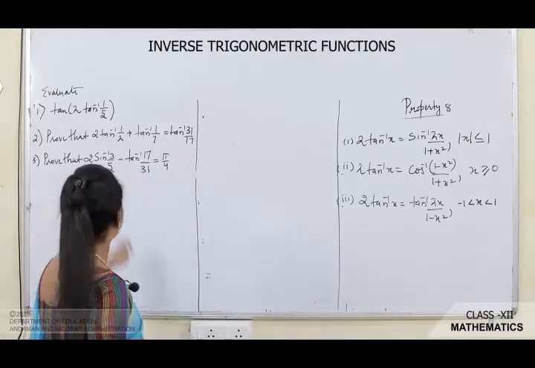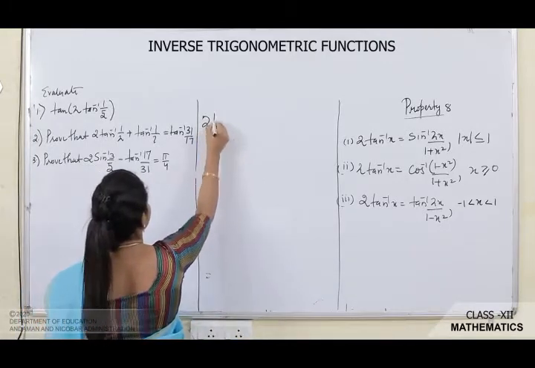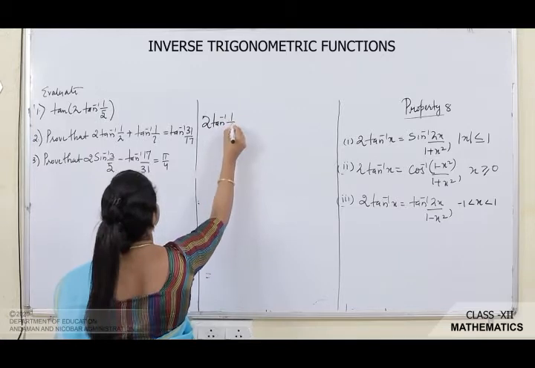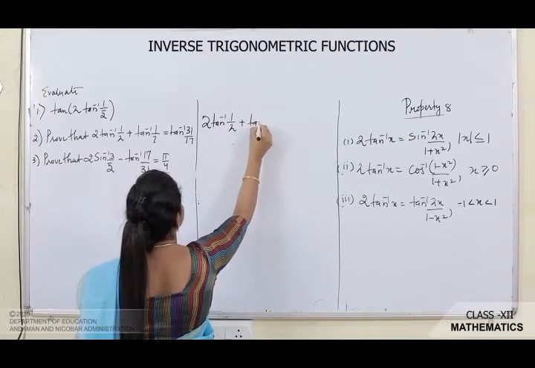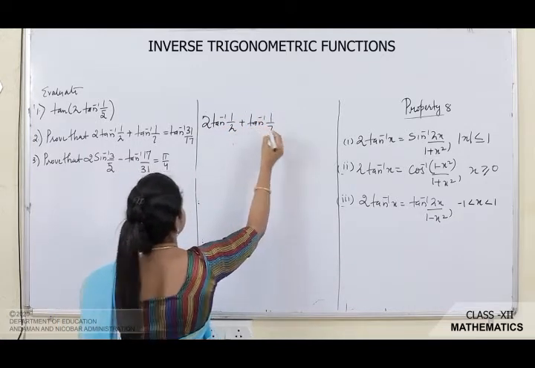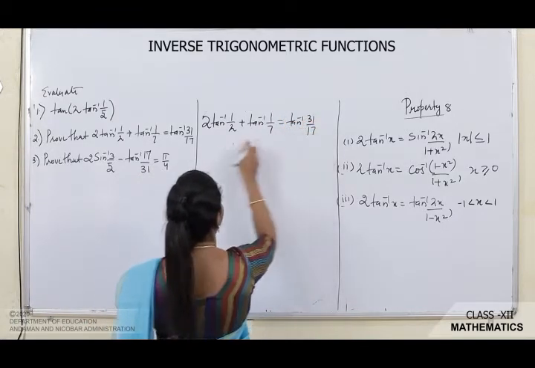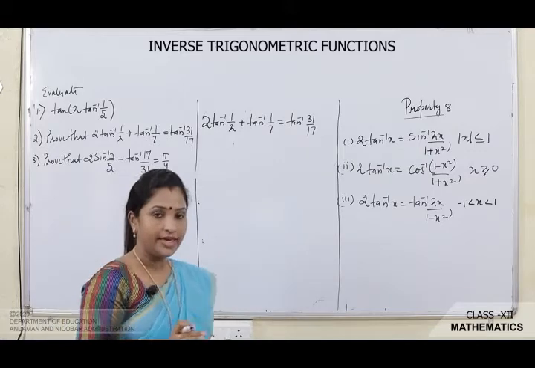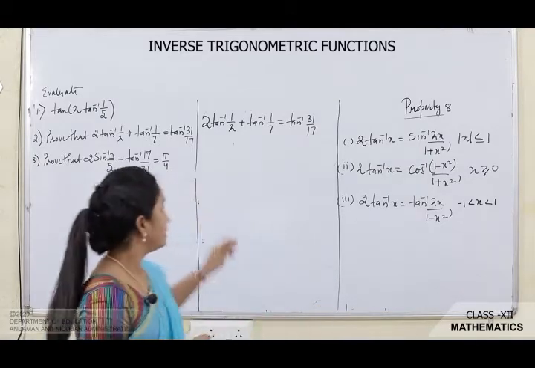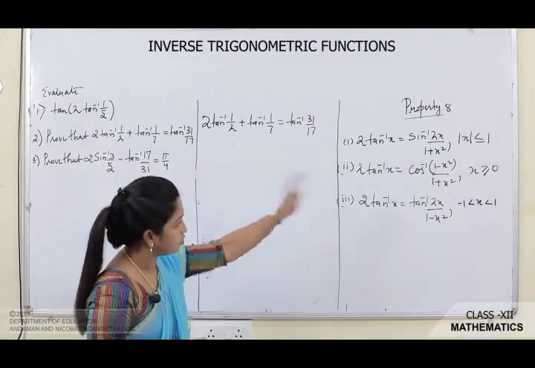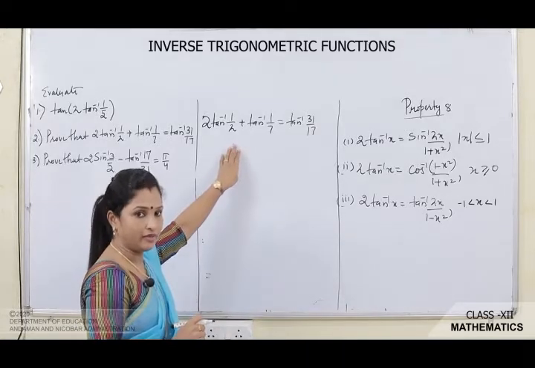Now, question number 2 is to prove that 2 tan inverse half plus tan inverse 1 by 7 is equal to tan inverse 31 by 70. It is a textbook question, from Exercise 2.2. I am using the property here, that's why I have written this question here.